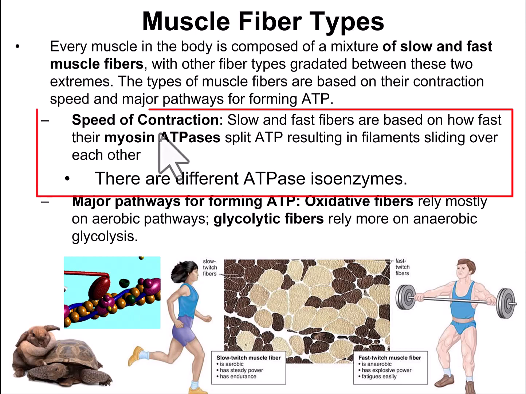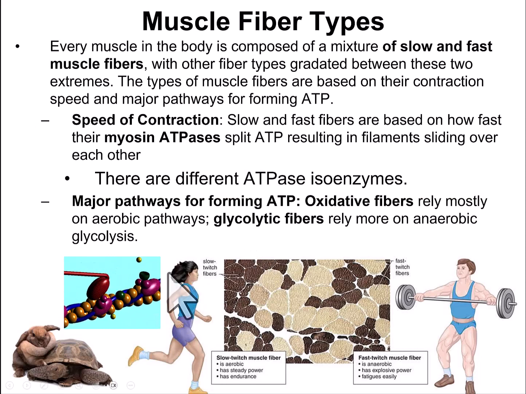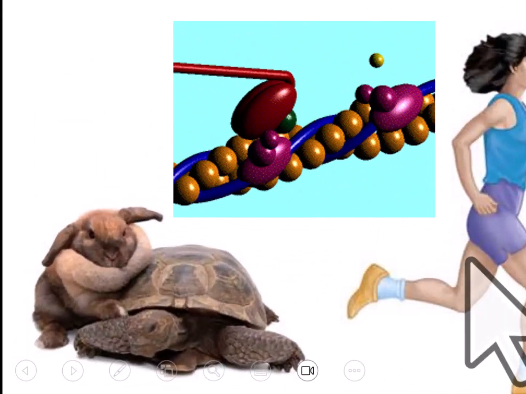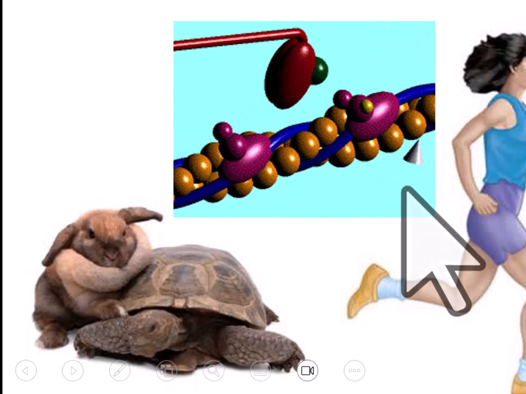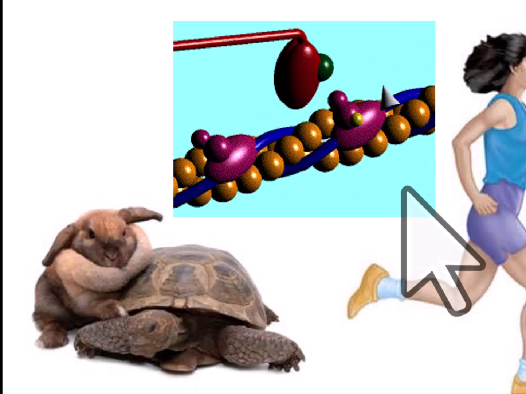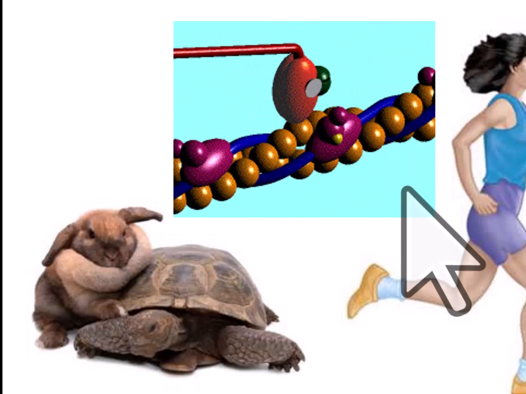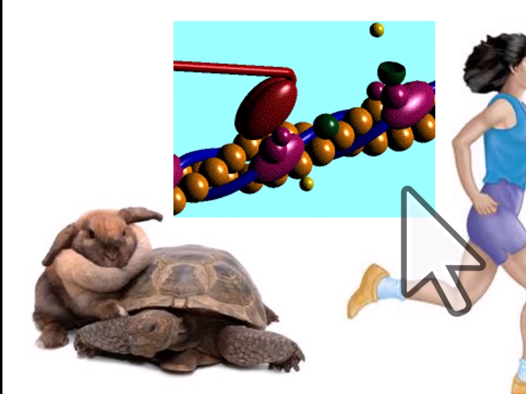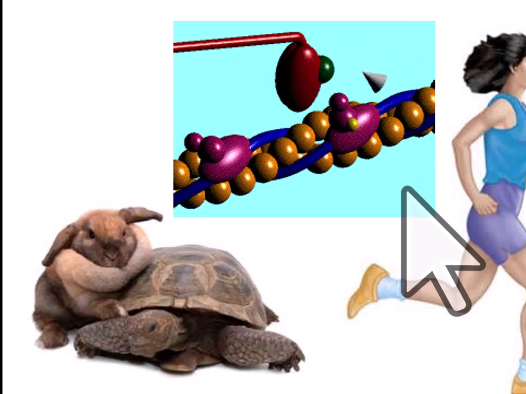When you look at the speed of contraction, slow and fast fiber types are based on how fast their myosin ATPases split ATP, resulting in filaments sliding over each other. The thick and thin filaments are sliding over each other. Remember, we're talking about the myosin head grabbing on and pulling the thin filament over the thick filament, and how ATP comes in and energizes that head? Well, within the head is an ATPase. ASE lets you know it's an enzyme, and this enzyme splits ATP to ADP and phosphate. And when it does that, it releases the energy to power the head, to cock back the head.